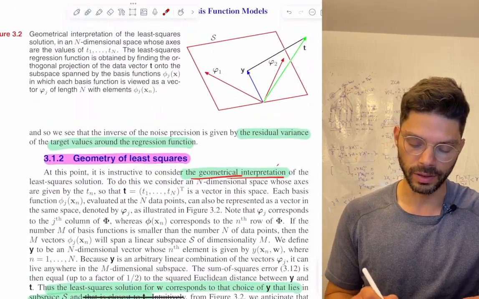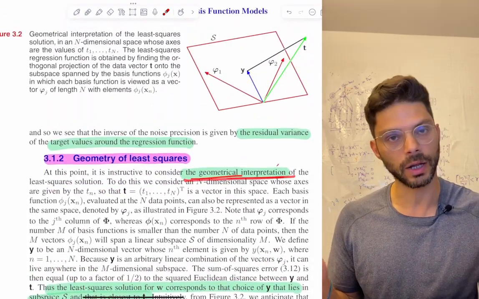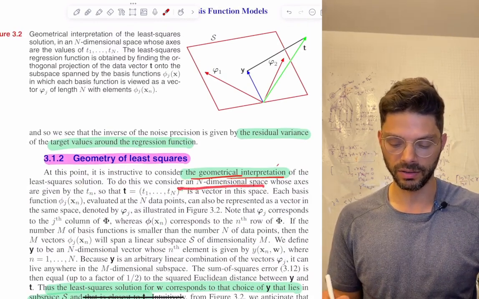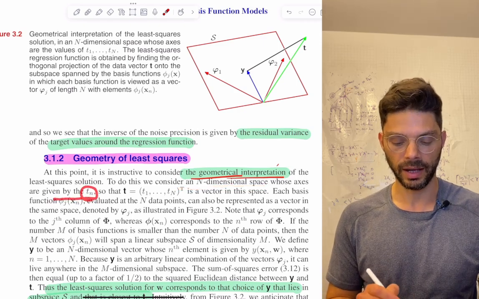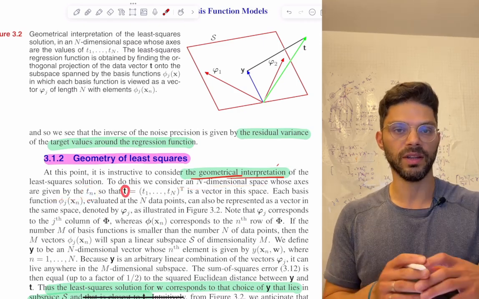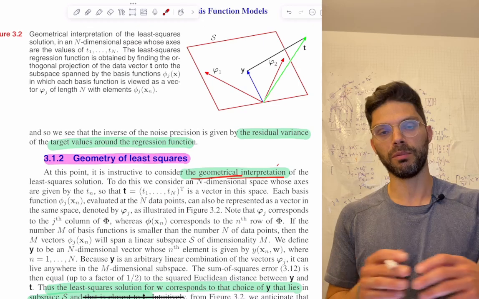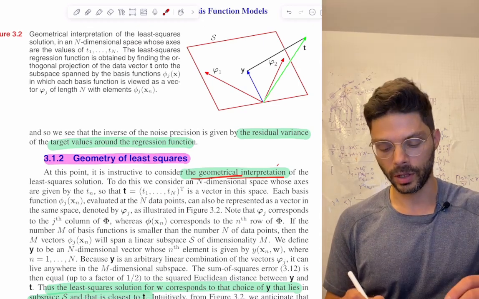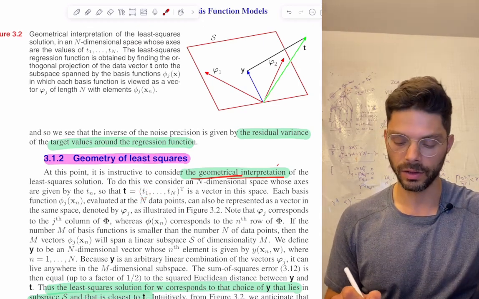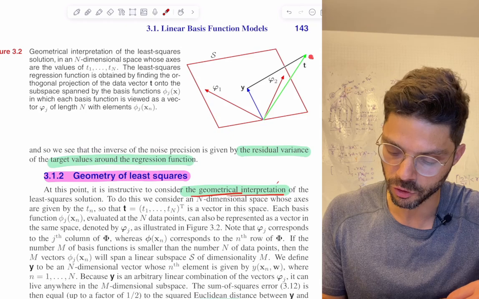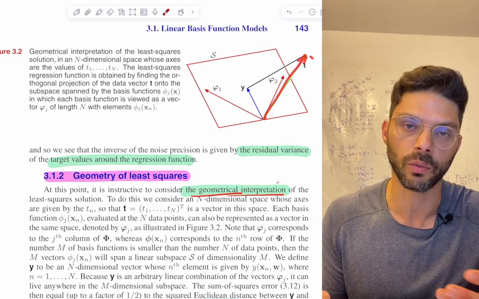Okay, so at this point it's instructive to consider the geometrical interpretation of the least squares solution. So to do this, we consider an n-dimensional space whose axes are given by the t_n, so that this boldface t, this vector t, is an n-dimensional vector in this space. So now we've put all of our targets that were scalars, single values, into this one single vector in its n-dimensional space. And in this picture up here, it's just a single point. So that's like one set of targets.